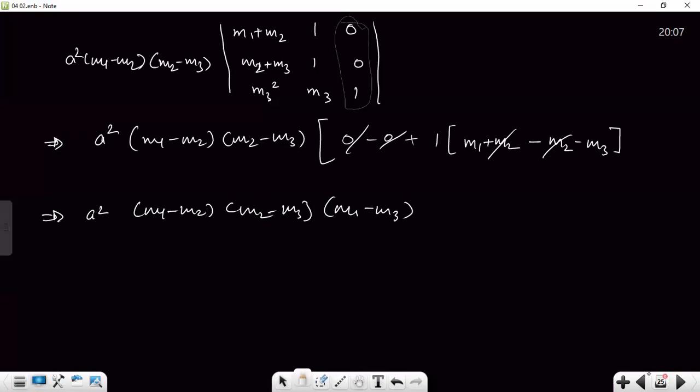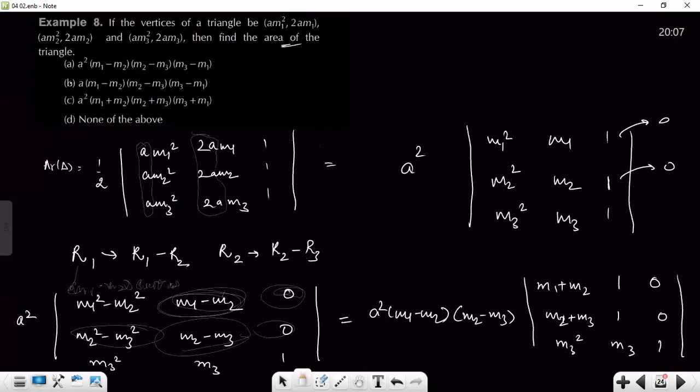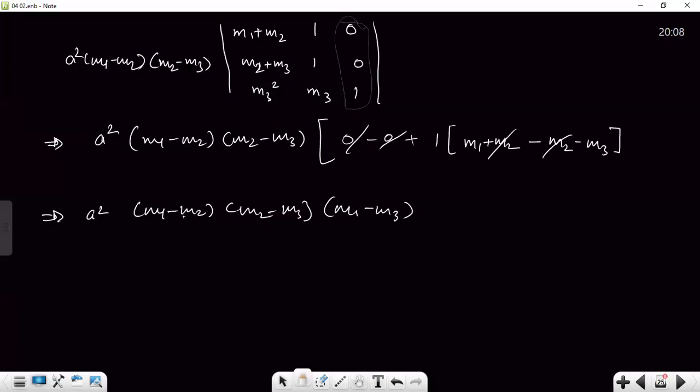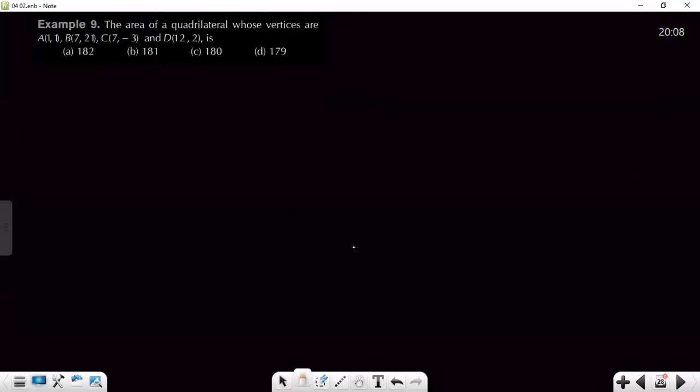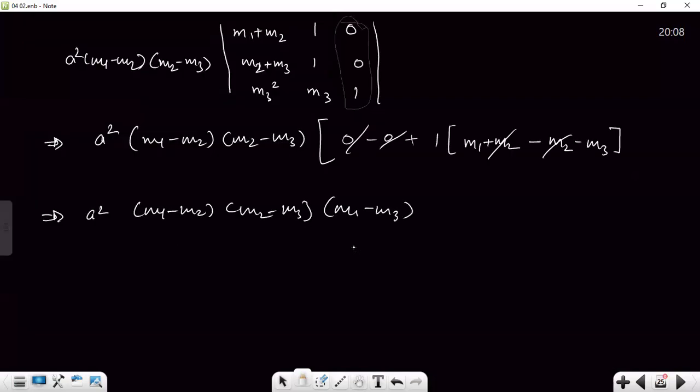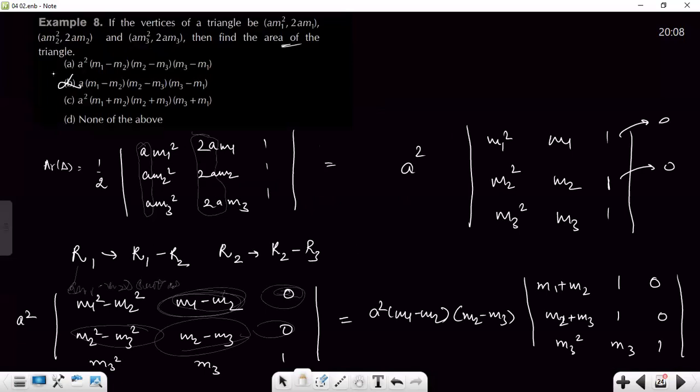Now let us match the options. Option B is eliminated. Option with m1 minus m2 and m1 plus m2, no. If we see in our result calculation, there were negative signs between m1, m2 and m2, m3 everywhere. There were negative signs. So option number A should be our correct answer. M1 minus M2, M2 minus M3, M3 minus M1. So option number A becomes our right answer.